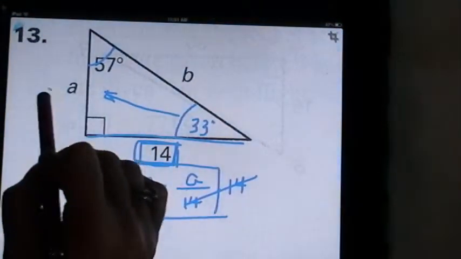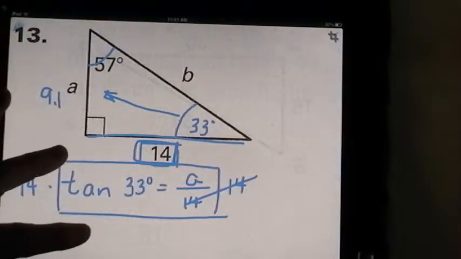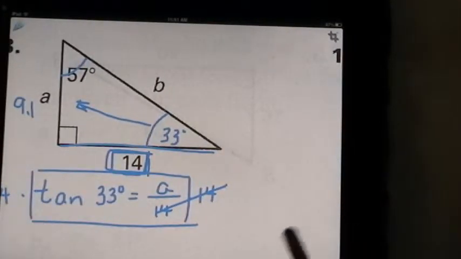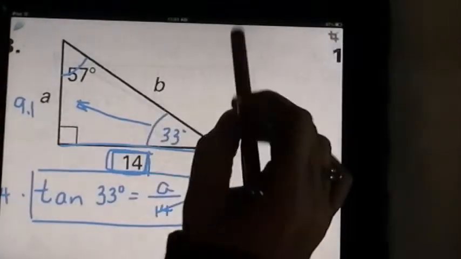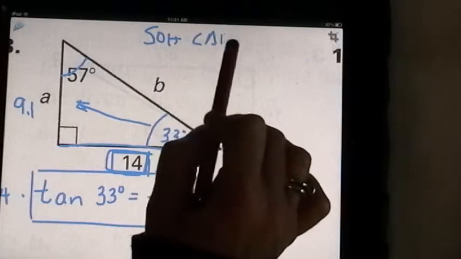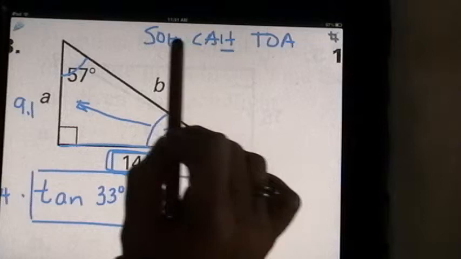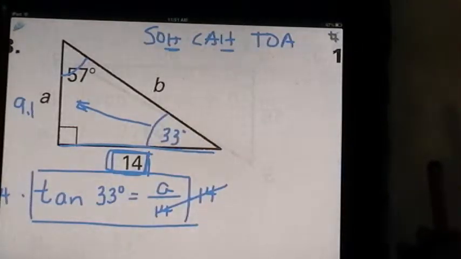So A is equal to 9.1. Now when I go to find B, I have no choice about putting that B in the denominator because B is the hypotenuse. And in SOHCAHTOA, the hypotenuse is always in the denominator.